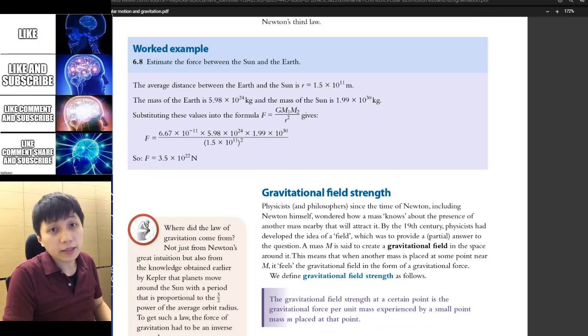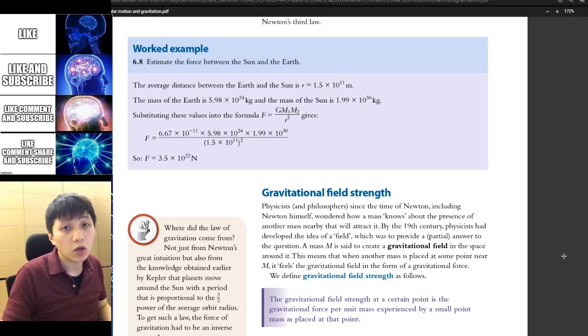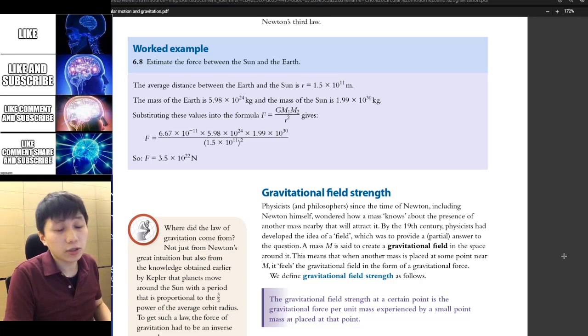My students in the past always find the field strength the hardest part in IB physics. So here, let me try to simplify it for you. Make sure you write down some notes and hopefully that can help you in the future.